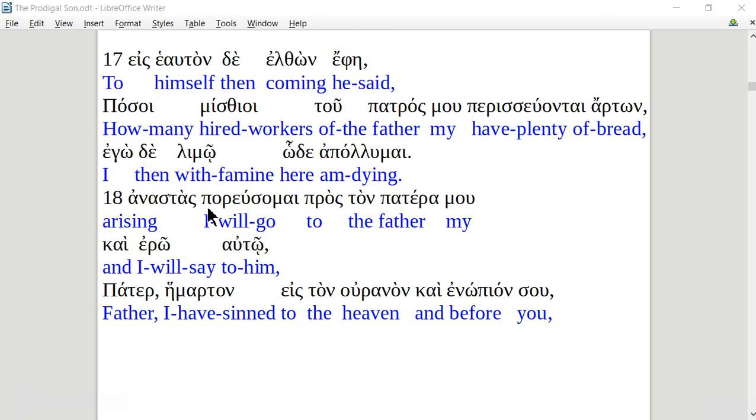Anastas poreusomai. Arising, I will go to my father, and I will say to him, I will leave, in fact, is what we'd say in English. I'll leave, go back to my father, and say to him, Father, I have sinned to the heaven. I've sinned against heaven and against you, we'd probably say in English.